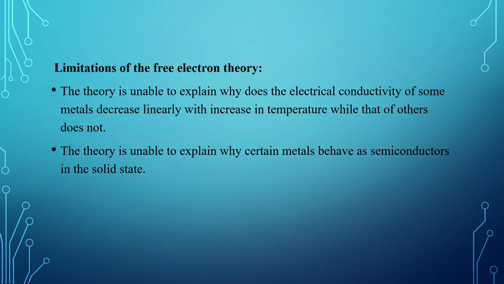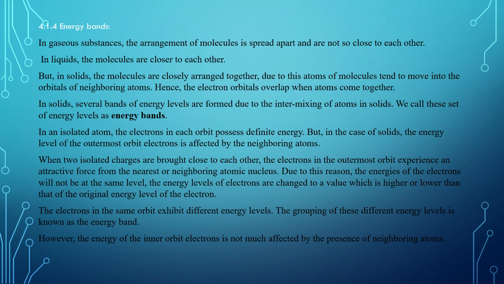Limitations of free electron theory. This theory is unable to explain why the electrical conductivity of some metals decreases linearly with an increase in temperature while that of others does not. This theory is also unable to explain why certain metals behave like semiconductors in the solid state.